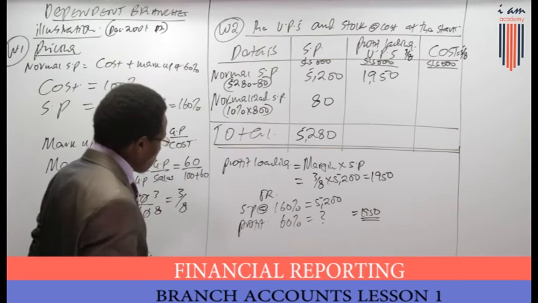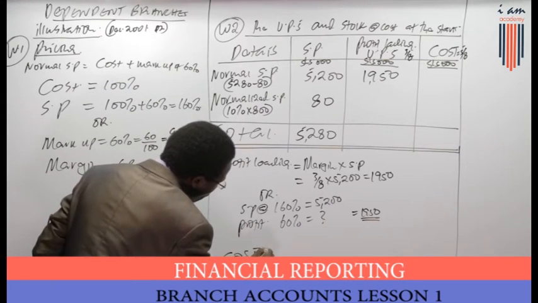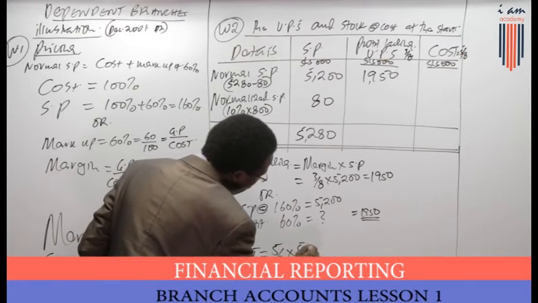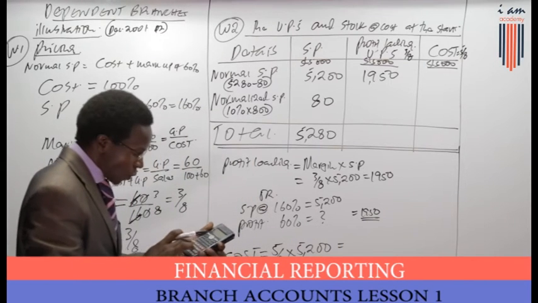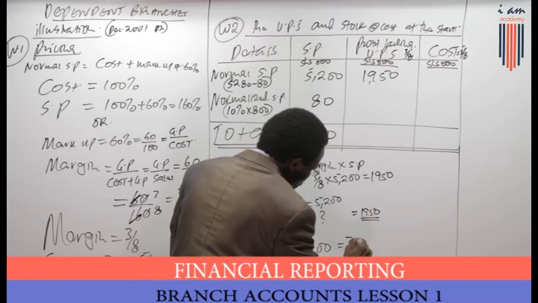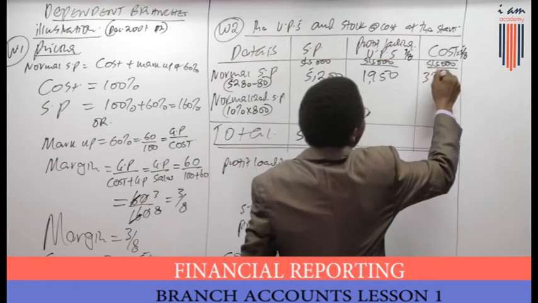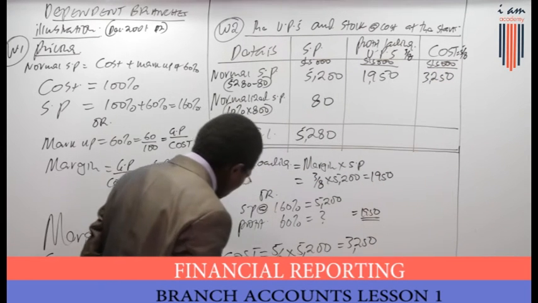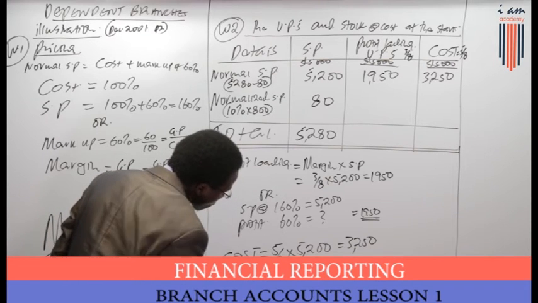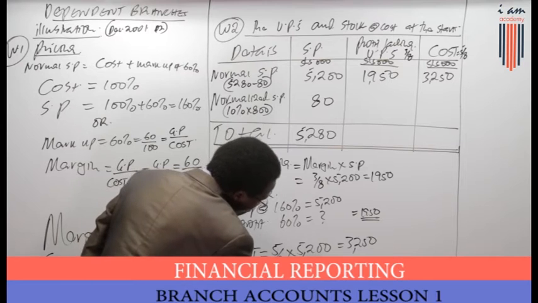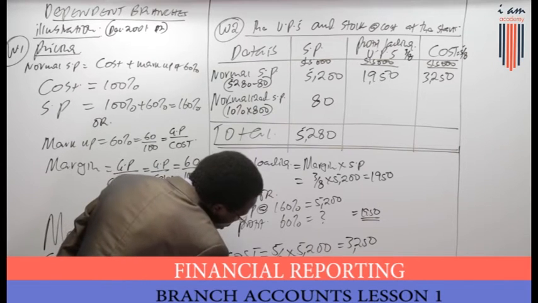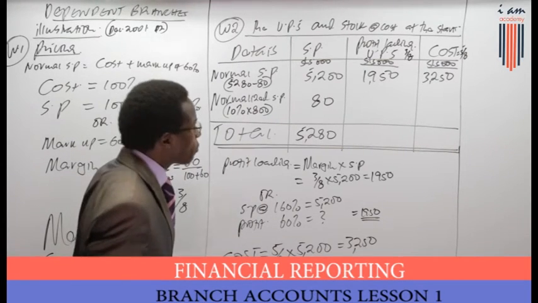What will be the costs? Now, the cost, we take 5/8. 5/8, you multiply the 5,200. What are you getting? We're getting 3,250. Alternatively, you can simply say if the selling price is at 160%, that is 5,200, how about our costs? The cost is at 100%. What will it be? Friends, it will have to come to the same answer.